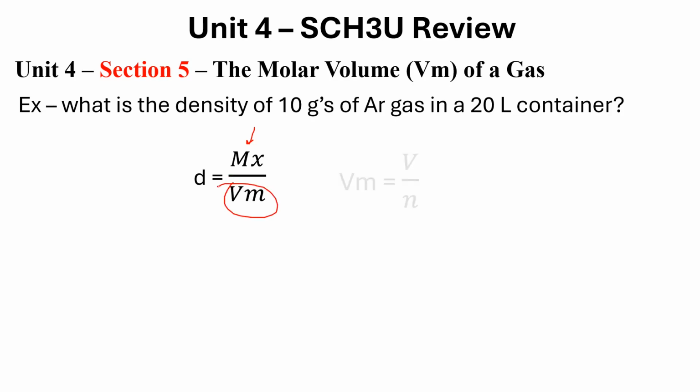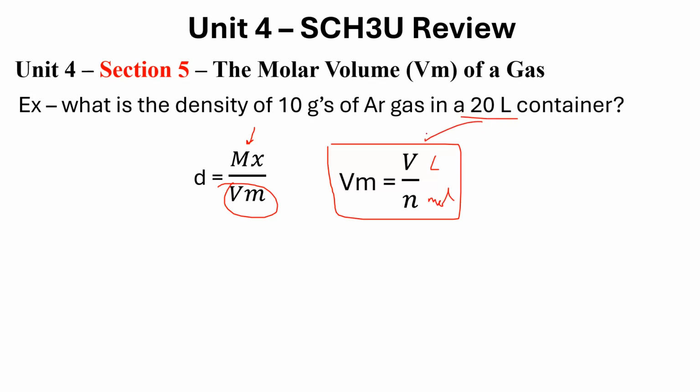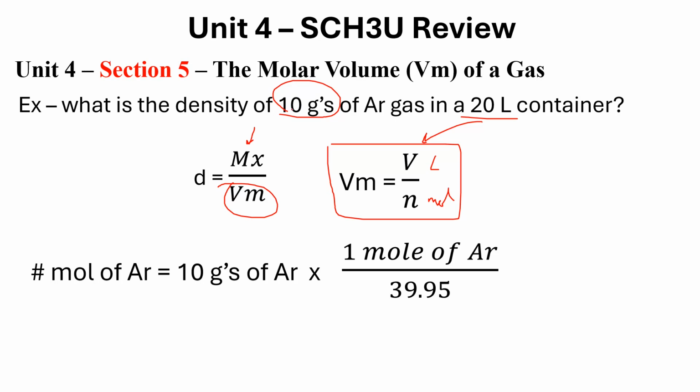So we have to dig a little bit deeper here and realize that our molar volume is actually made up of the volume of our gas in liters divided by our moles. So in this question, we've got 20 liters. We have 10 grams, which isn't quite moles, but we can change that into moles. So we want to find our 10 grams on the bottom, and our 10 grams times 1 mole, divided by 39.95, and we get about 0.25. Might be a little bit larger on your calculator.